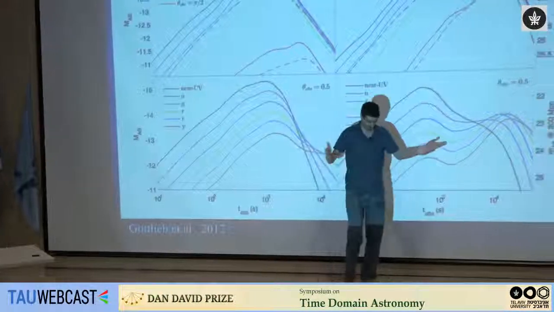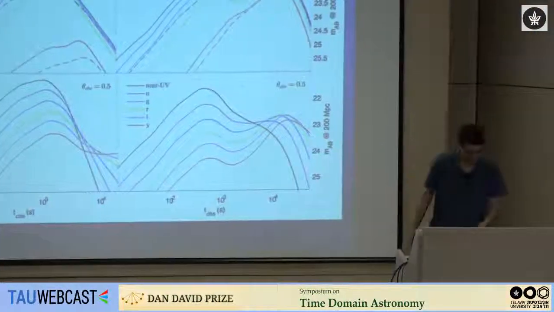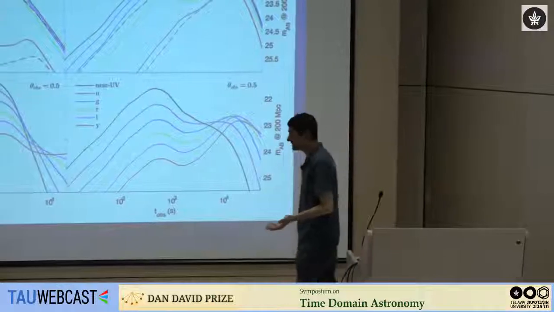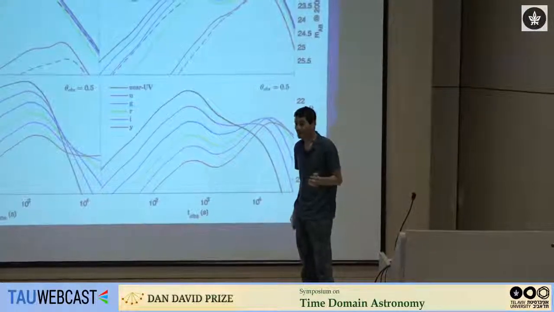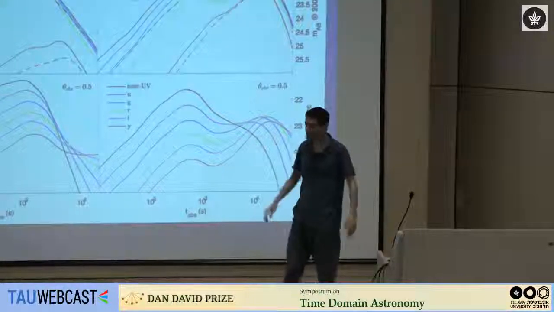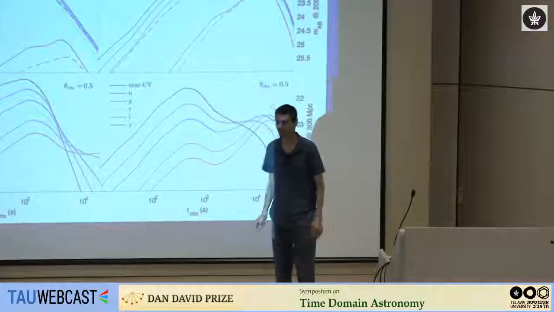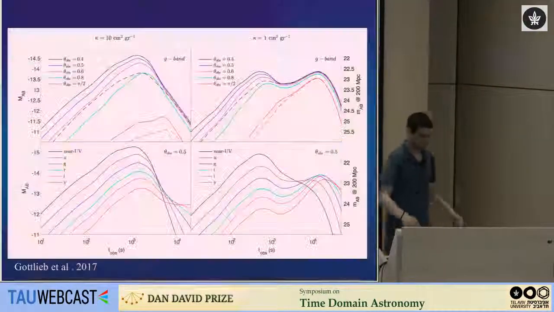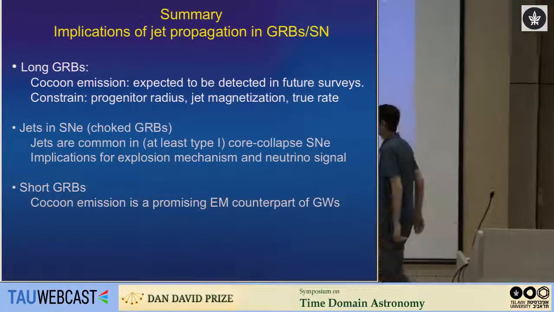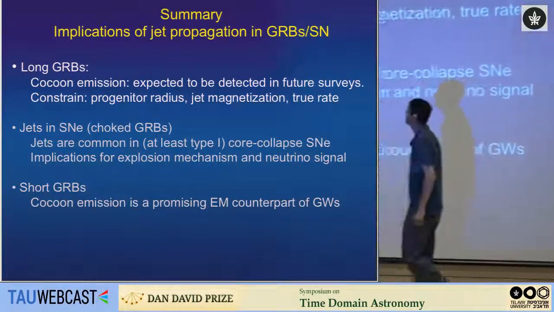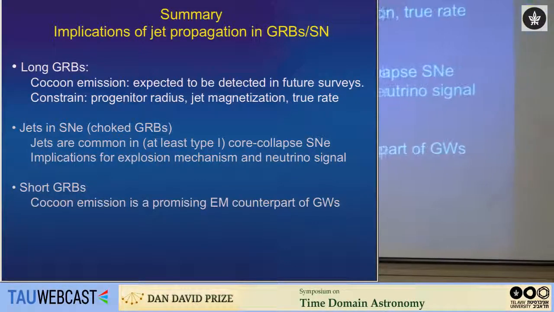So this signal may exist, and maybe it's existing, maybe it's not, maybe it's too faint, but there is a reasonable chance that it is detectable. And if it is, then if you can use it to identify the locations and the electromagnetic counterpart of gravitational waves, it's huge. So this is a summary. For long GRBs, the cocoon emission will probably be detected, will teach us interesting things.